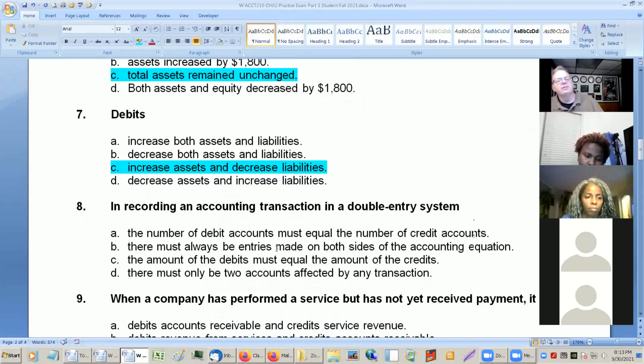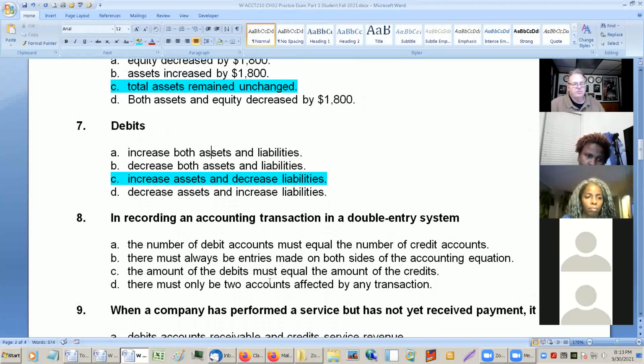Okay, number 8. Recording transaction double entry system. The amount of debits and credits, yes. C. Good.